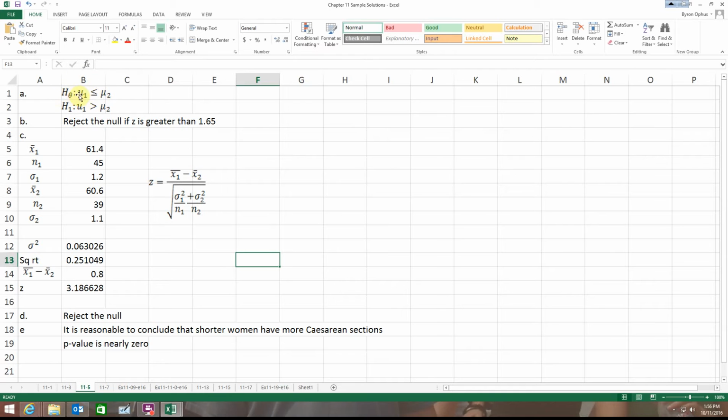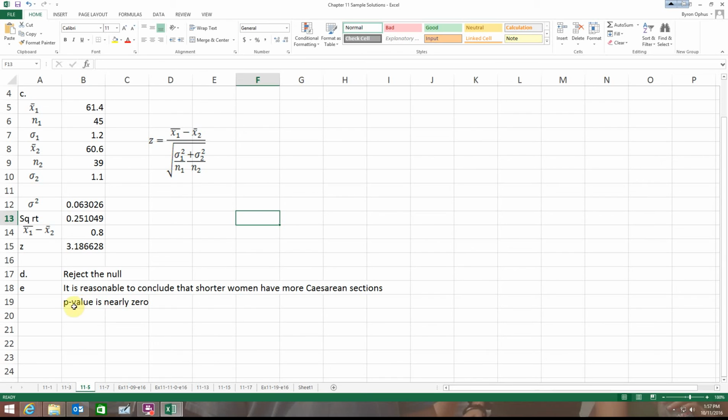I'm going to reject this first one, and I'm going to accept the second one. Then I'm going to accept my alternate hypothesis, which is that my normal deliveries, mu1, are in fact taller than mu2. It's reasonable to conclude that shorter women have more cesarean sections, or that my mu2, my cesareans, are shorter than my mu1.